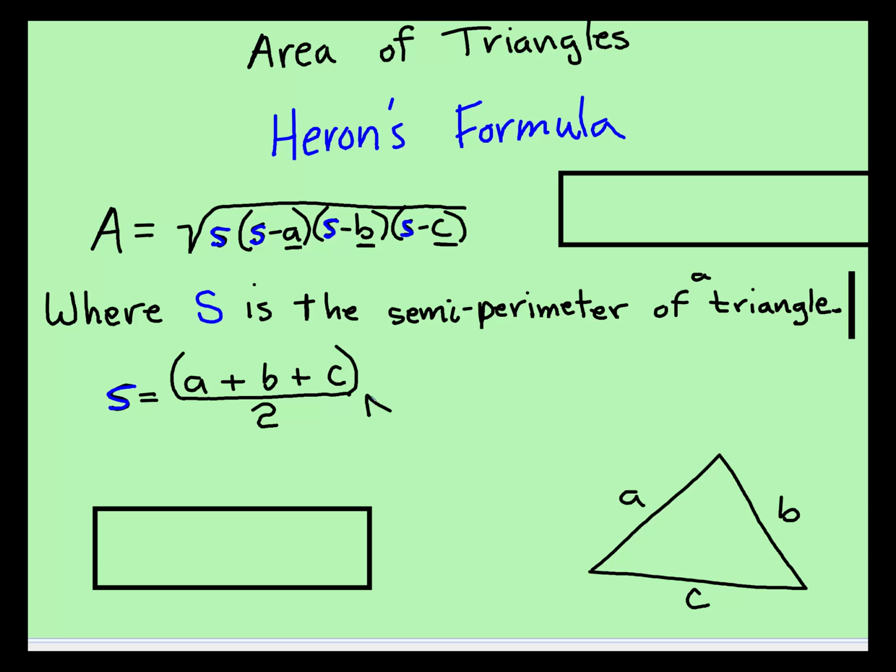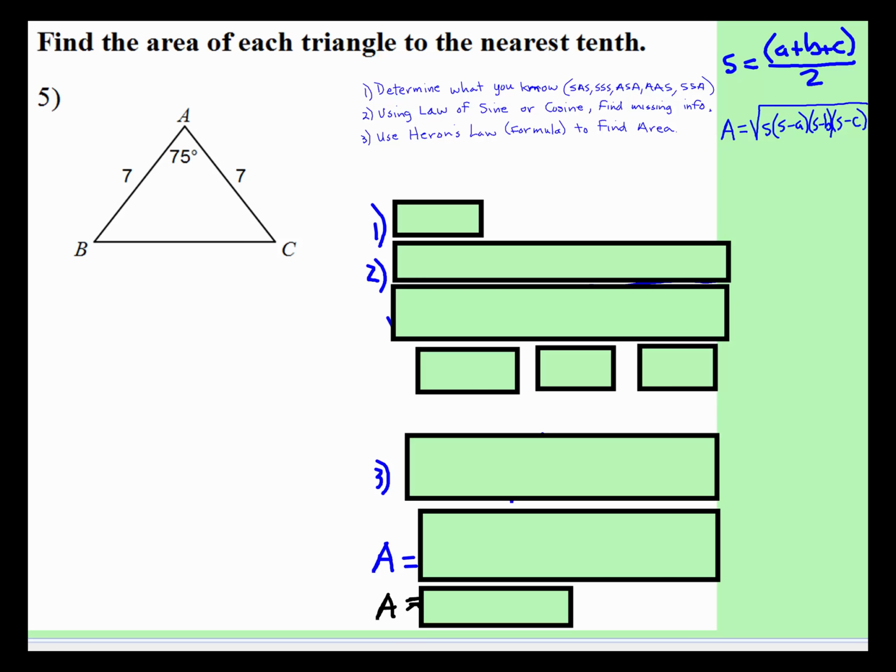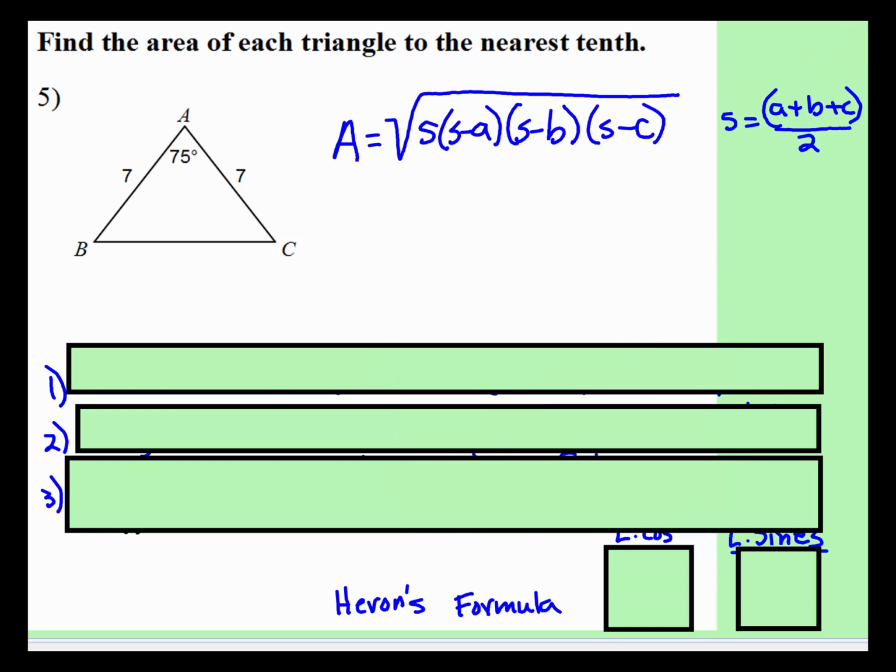And remember, once you know all three sides, you're going to find S first, and then you're going to plug all that information into Heron's formula. So let's get started. So when you find the area, here's the problem. If you don't know all three sides, you're going to have to do some other stuff first. And that's what we'll be doing this week, the other stuff.